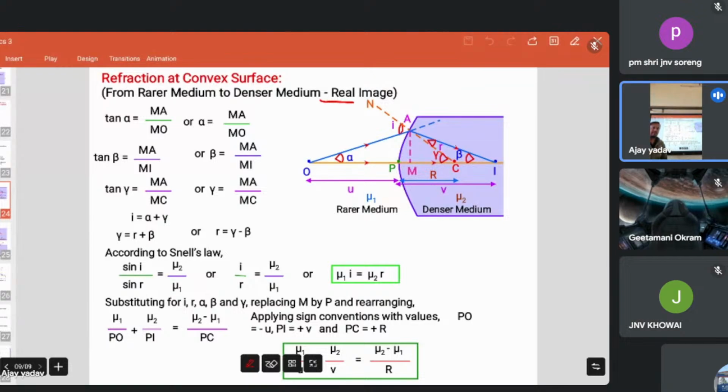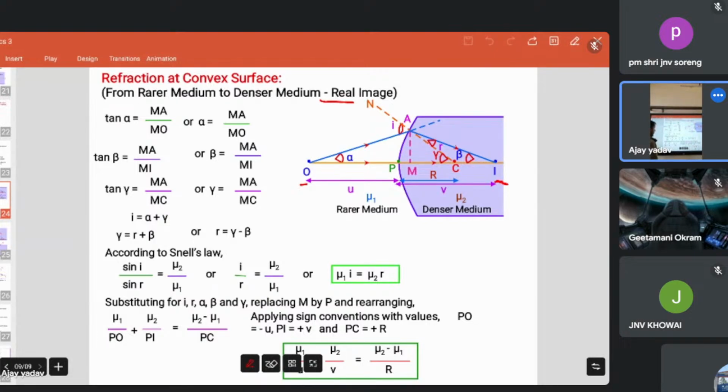As we discussed in the case of a mirror, either concave or convex, if both object and image are on the same side, that image is called a real image. And if the object and image are on opposite sides of the mirror, that is called a virtual image. But in the case of a refracting surface, and the same for a lens, this is the opposite of the mirror. Here, if the object and image are on opposite sides, then it is called a real image. And if both are on the same side, then it is called a virtual image.